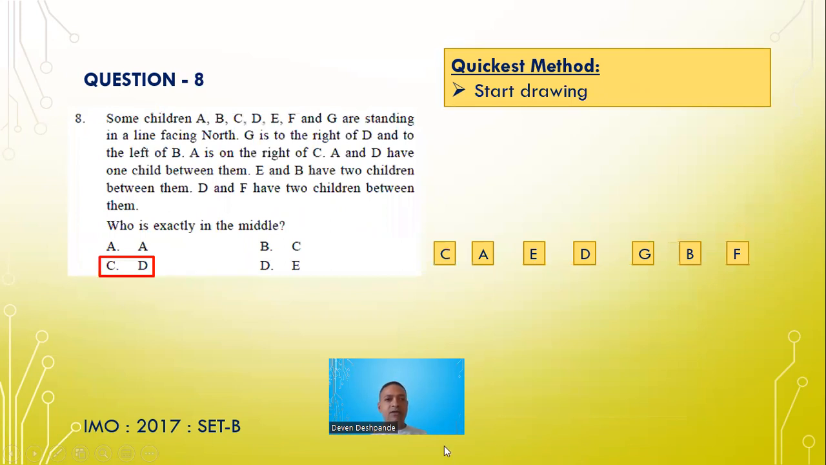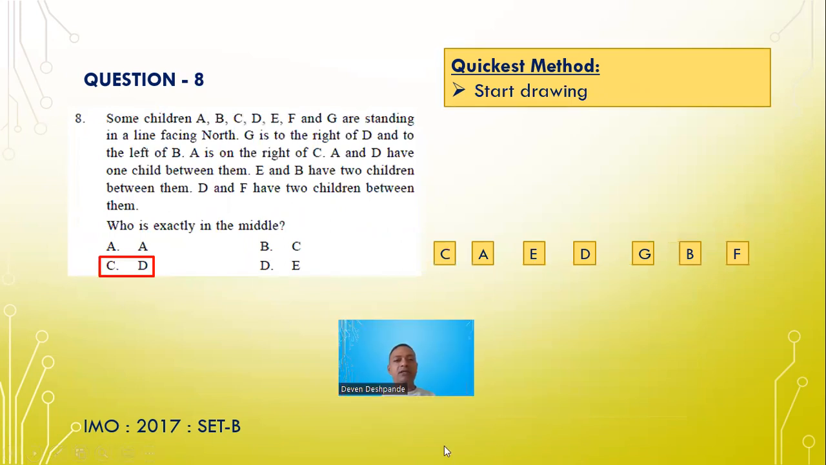Okay, some children A, B, C, D, E, F and G are standing in a line facing north. G is to the right of D. So again, in such questions, start drawing. G is to the right of D and to the left of B. So have G which is to the right of D and left of B. So place these three letters.